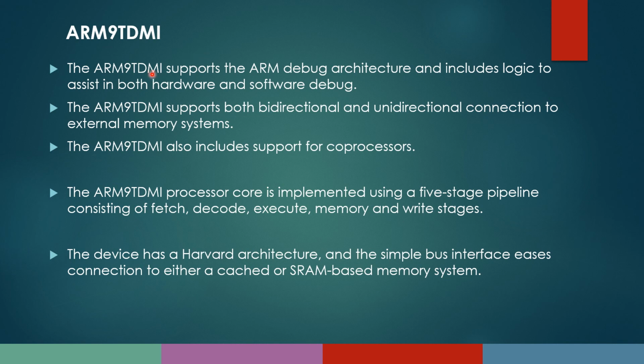The ARM processors also support a debugging architecture. D stands for the debug mechanism: ARM processors support both software and hardware debugging mechanisms. T stands for the Thumb instruction set, which ARMs support. M is for the multiplier, and I stands for in-circuit emulation.